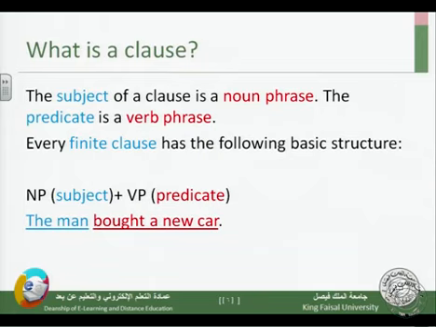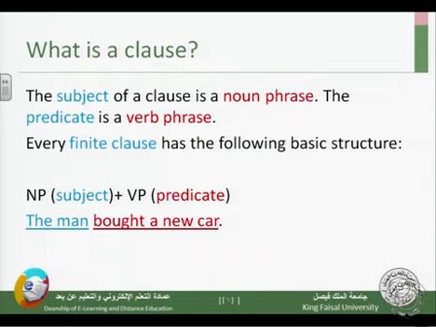The subject of a clause is a noun phrase, and you remember in our previous lectures we discussed noun phrases in detail. So the subject is a noun phrase, the predicate is a verb phrase. Okay, so all the predicate can be called a verb phrase, and every finite clause has the following basic structure. So NP plus VP. So the NP, the noun phrase, is the subject. The VP, the verb phrase, is the predicate. So the man, this is the NP, bought a new car, this is the VP. Okay, so the man is the subject, bought a new car is the predicate.